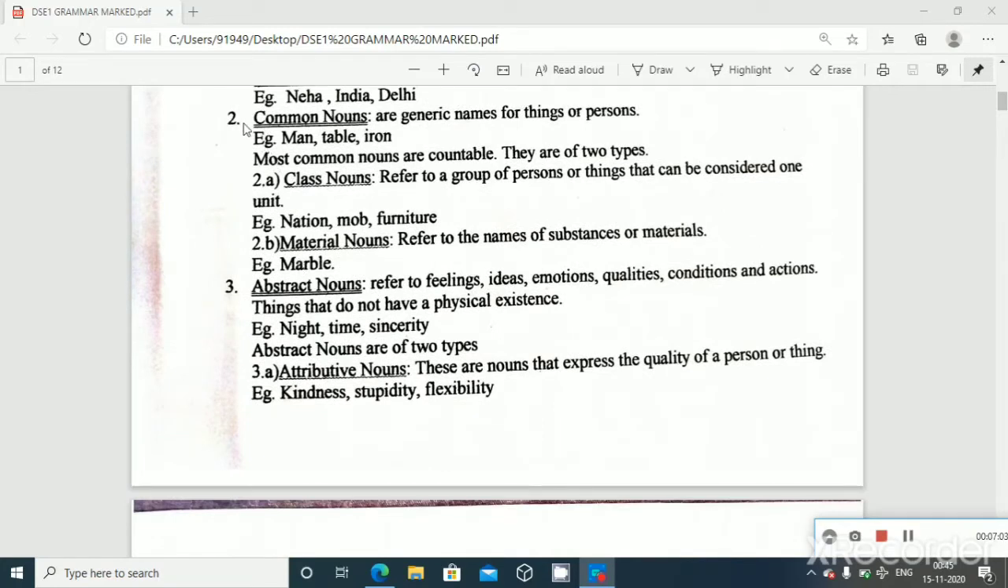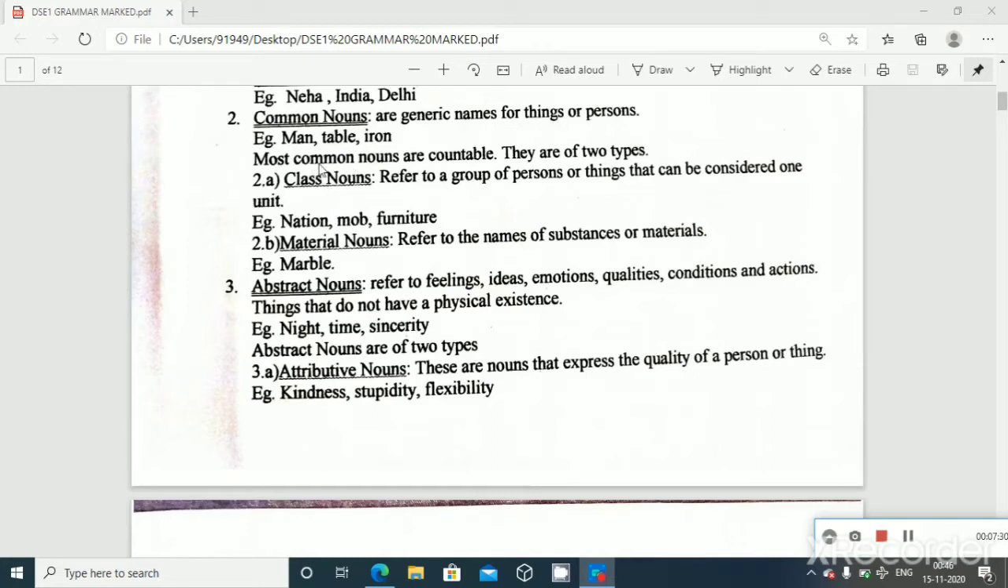So, common noun, the second one, so that I tried to put the subcategories to be 2.A and 2.B for easy identification. So, if you follow this particular slide, then it will be very easy for you to follow it. The divisions will be really clear. Okay, the examples you can take according to your convenience and understanding.